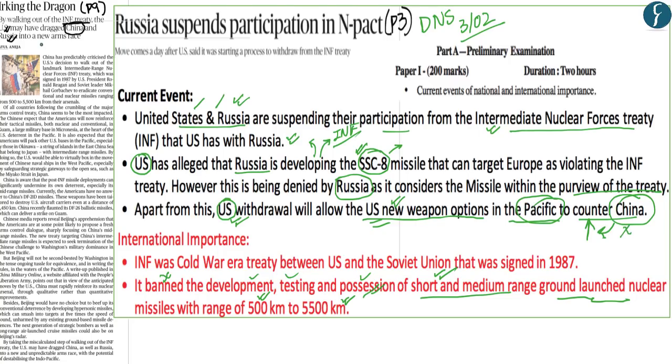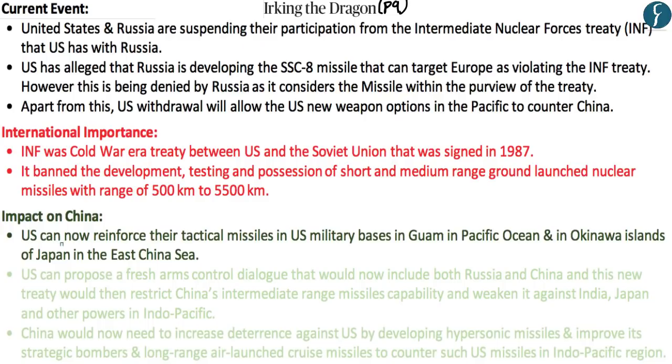And it is within this context that this article is talking about how China would be impacted now that the US has decided to withdraw from the INF treaty. Now, the first impact highlighted in the article is that the United States can now reinforce their tactical missiles in the various military bases that the United States has in the Indo-Pacific region.